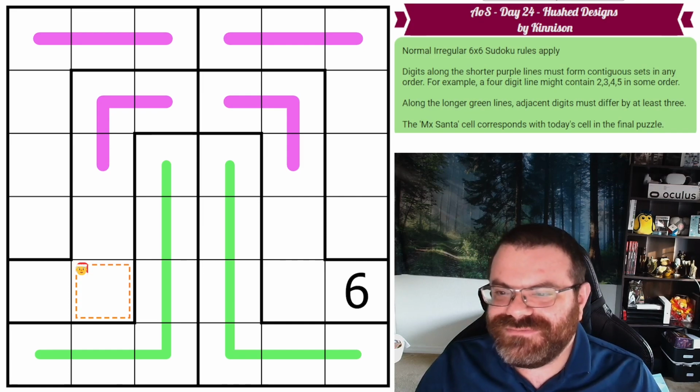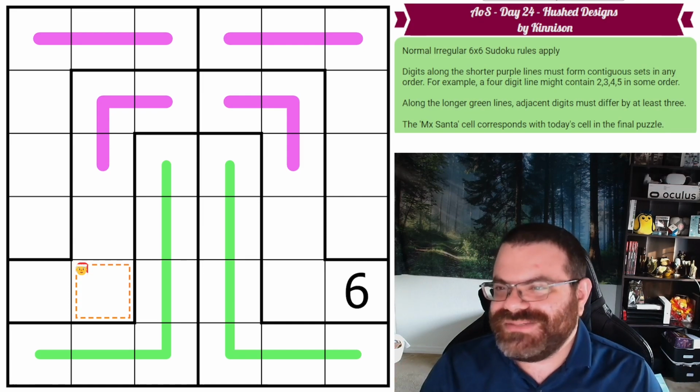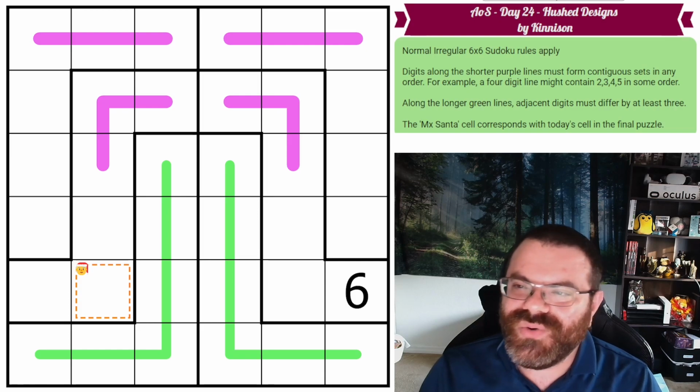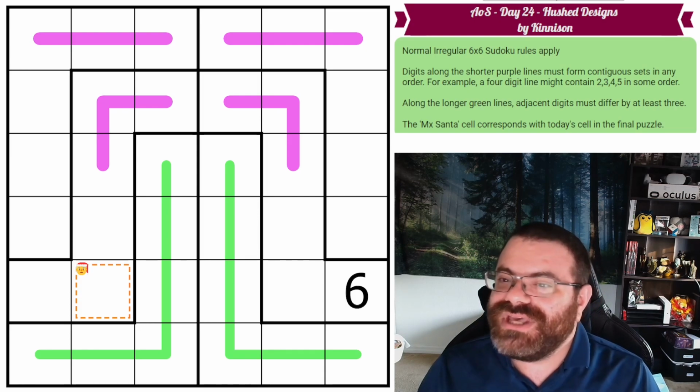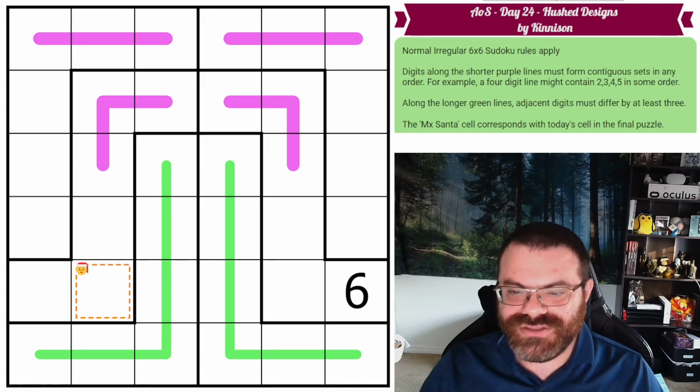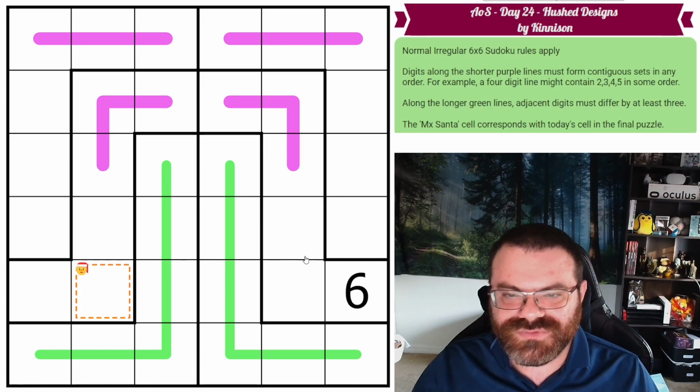So this is day 24. It is Christmas Eve tonight, and this puzzle is called Hush Designs. As always, it's by Kinnison. So we have normal, irregular 6x6 rules. So this is another combination of constraints we've used before.